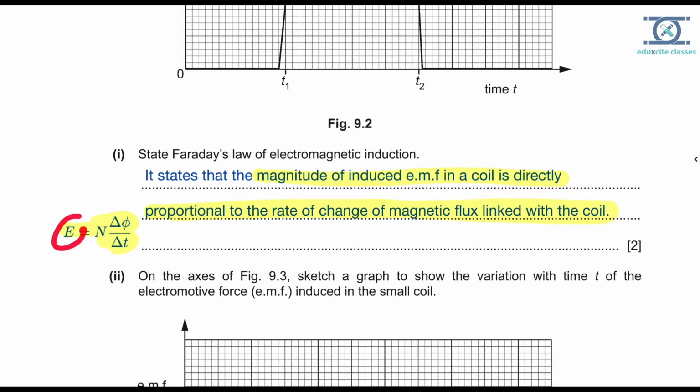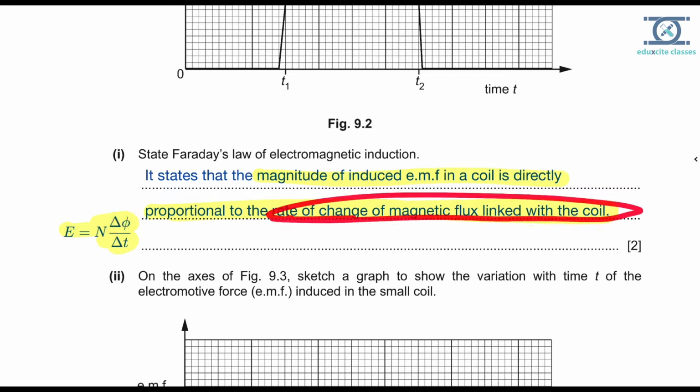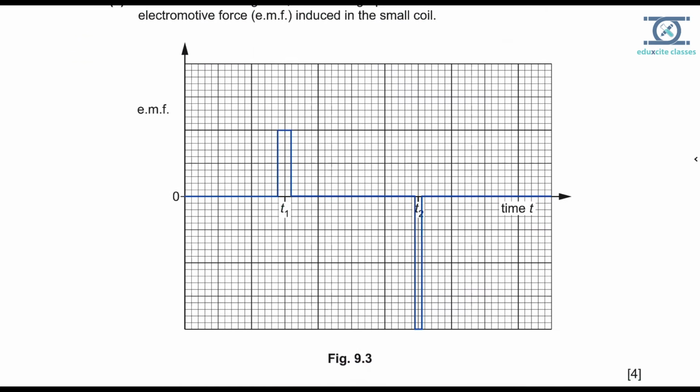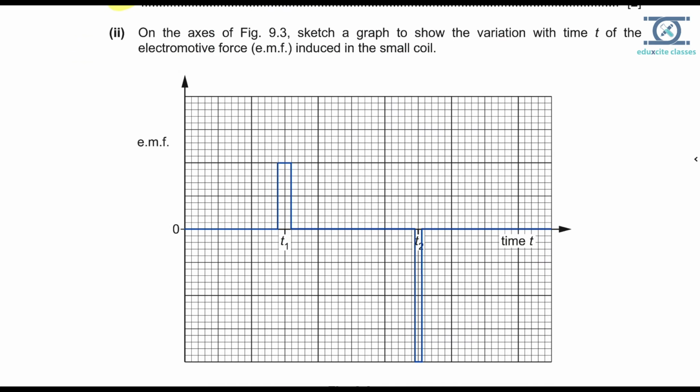So this is the mathematical expression. E is the EMF induced, N is the number of turns in the solenoid, and delta phi over delta t is nothing but the rate of change of magnetic flux linked with the coil. Now on figure 9.3 we are supposed to show the variation of the EMF induced in this small coil.